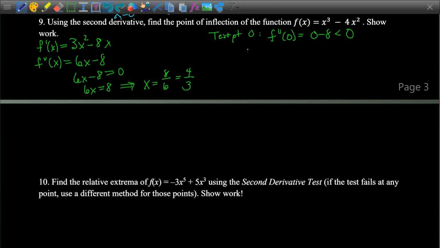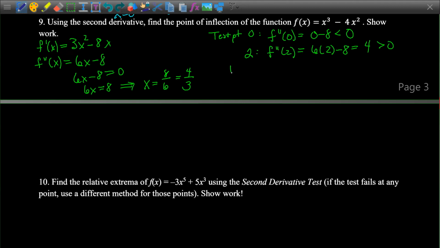So I guess I'll pick 2 as a test point. So we have f double prime of 2. This is going to be 6 times 2 minus 8. This is 12 minus 8, which is 4. So it is concave up to the right of 4/3.